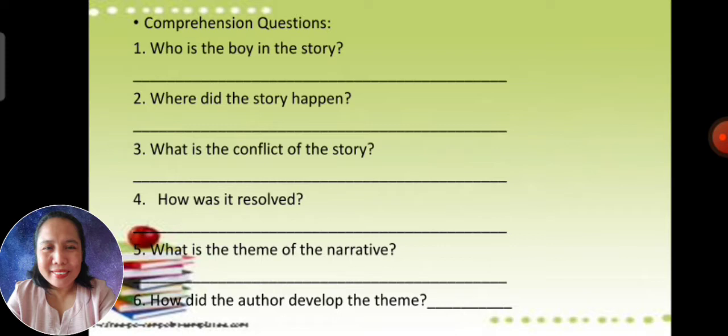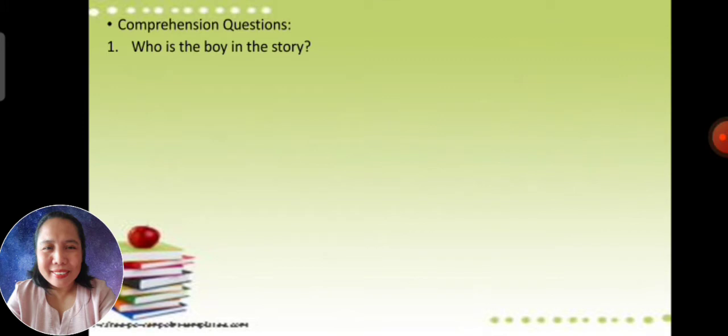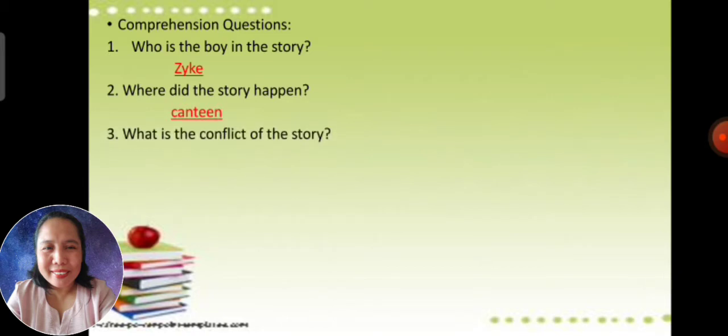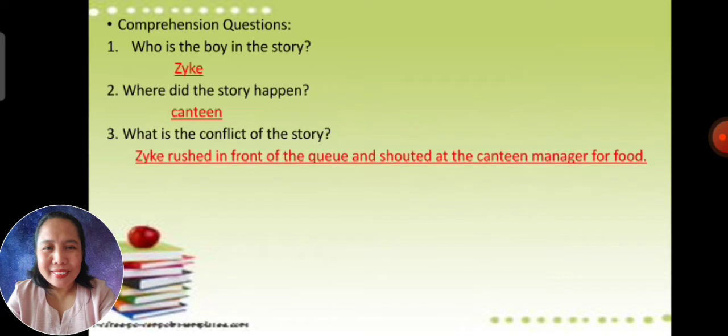Okay, so let us now answer the question. Question is, who is the boy in the story? The answer is Zaiki. Very good. Next, we have, where did the story happen? The story happened in the canteen. Very good. Next, what is the conflict of the story? The conflict of the story is that Zaiki rushed in front of the queue and shouted at the canteen manager for food.